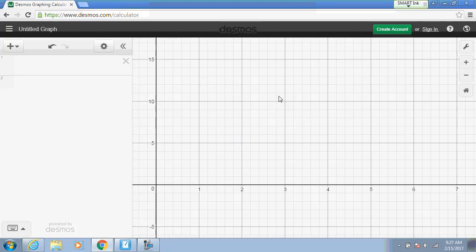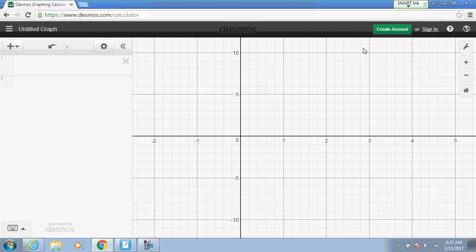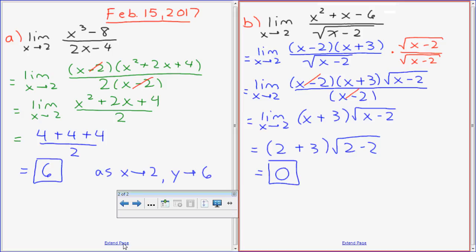All right. I have a Desmos app on my phone. My wife thinks it's weird, but whatever. I like it.